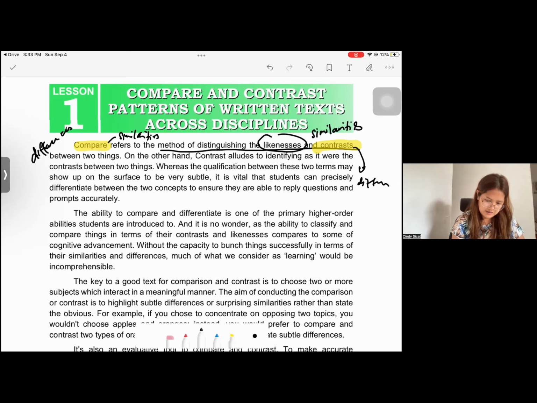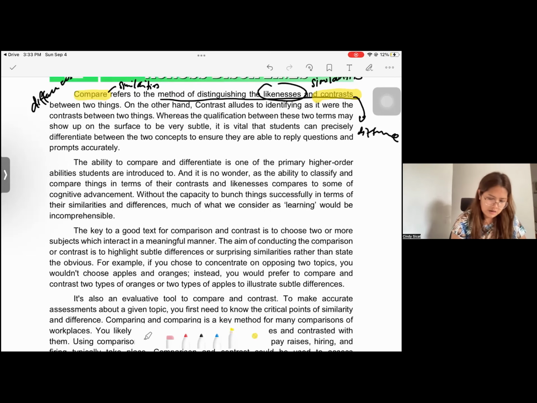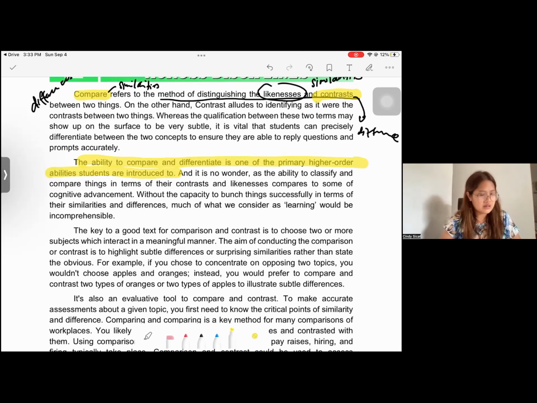It is stated here that the ability to compare and differentiate is one of the primary higher order abilities students are introduced to. Once you're capable of identifying the classifications, comparing the terms, the ideas, the likeness and differences, that means you understand. There's learning that's transpiring.